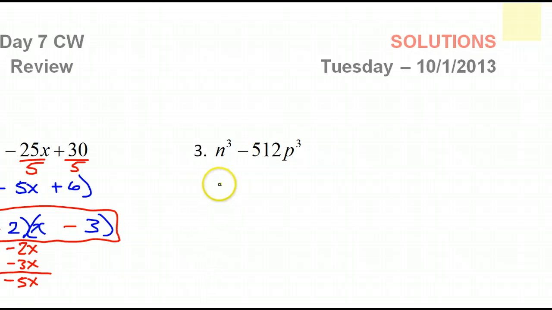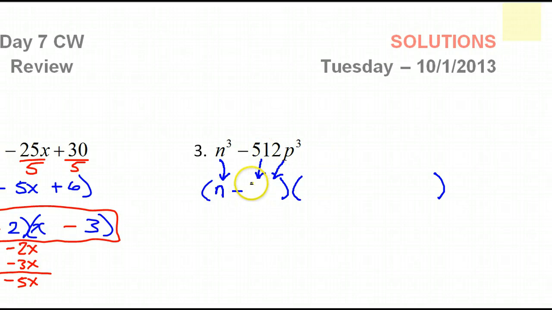Now, I taught you that the way this works is it will always factor as a binomial times a trinomial, a 2-piece times a 3-piece. The binomial is just the root of these. Okay? N to the third obviously comes from n. Just keep the same sign, so I'll bring that down. We just saw that 512 comes from 8 to the third power, and p to the third power comes from p. So this binomial comes from just the root of all of these.